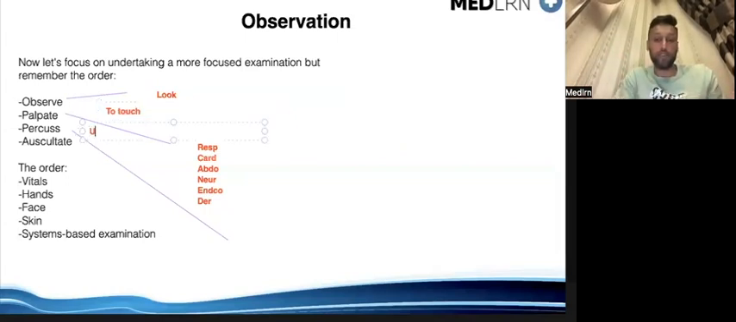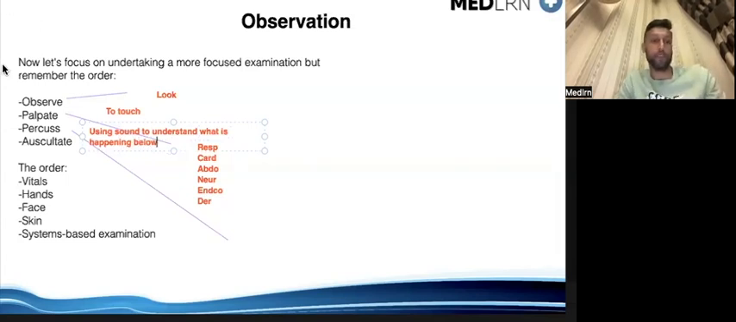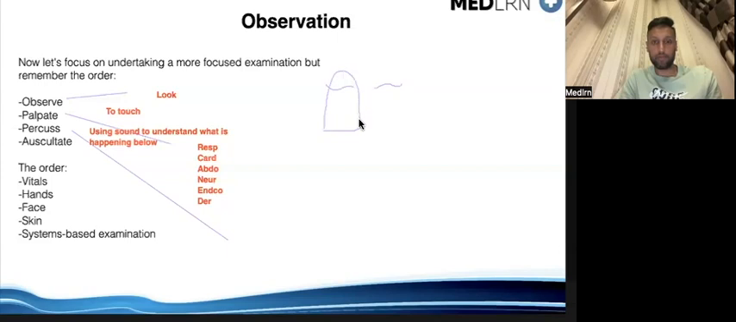Percussion for you now means using sound to elicit, using sound to understand what is happening below. Let me give you an example. Right. This is my chest. Well, that's not really my chest. Let me draw this for you. Right. This is my collarbone. It's a nice collarbone. And there's my chest. Okay. And on top of this, we're going to have ribs and we're going to have muscle. We're going to have tissue.